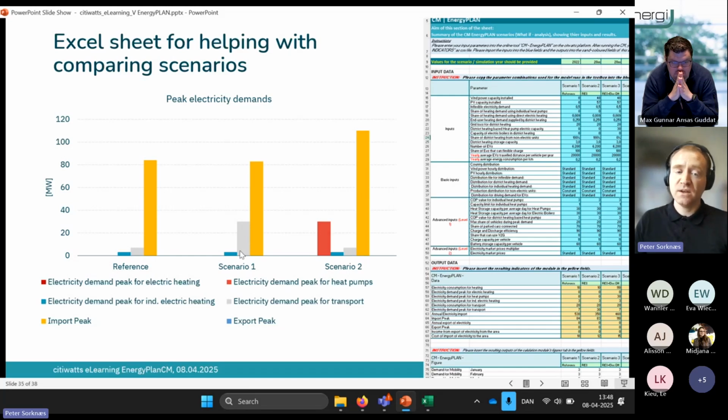But you can see here in some hours we have a higher peak for transport. So it could be relevant to investigate, is this something that could be an issue for our local distribution grids, as EVs typically are charged on the lower voltage levels. So this is just some tools you can use, and you can also set up your own graphs, of course.